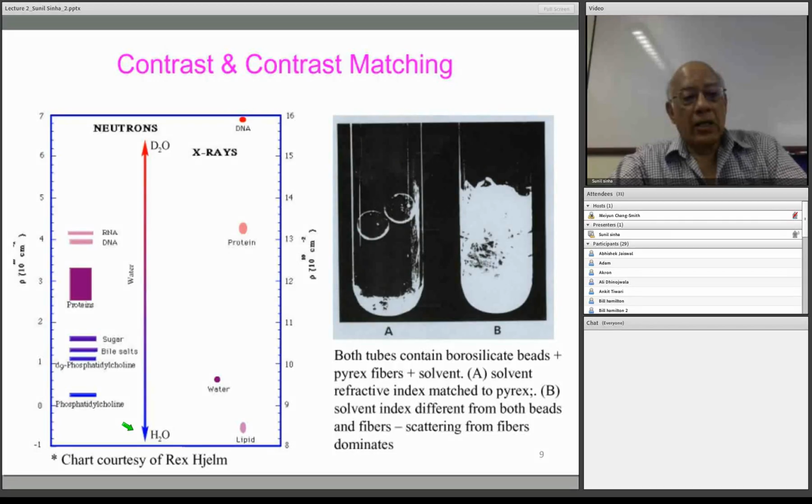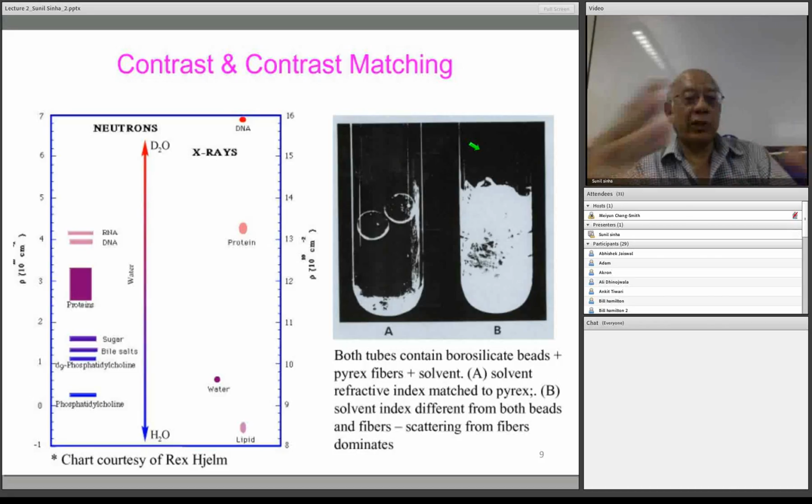Okay. So here you can see just an optical example. You've got a solution of glass beads and Pyrex fibers. And here the solution exactly contrast matches out the Pyrex fibers, so you can only see the beads. But here the beads are contrast matched out and the fibers show up, so you can see this whole thing looks milky because it's full of fibers. So you can see how various parts of an object or various components of a sample can be made visible or invisible or separated in a small angle scattering experiment by choosing the right combination of solvents.